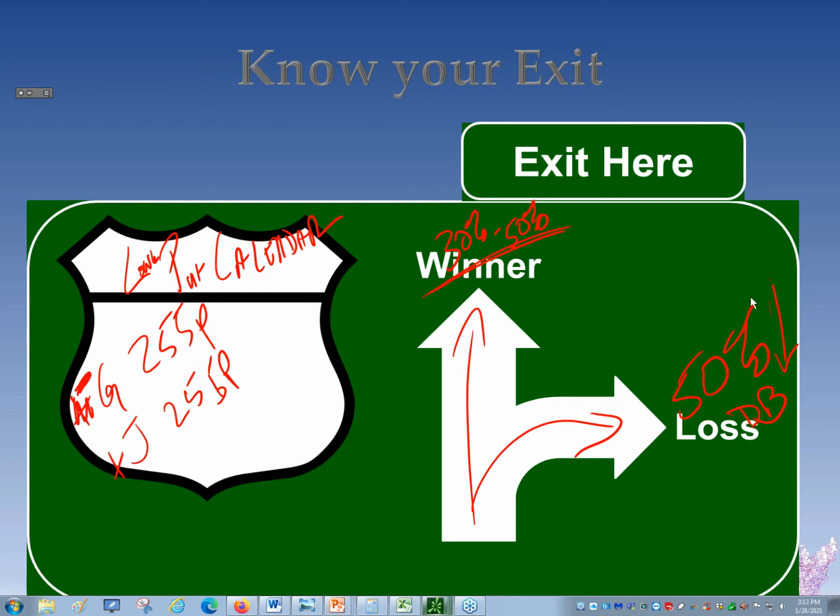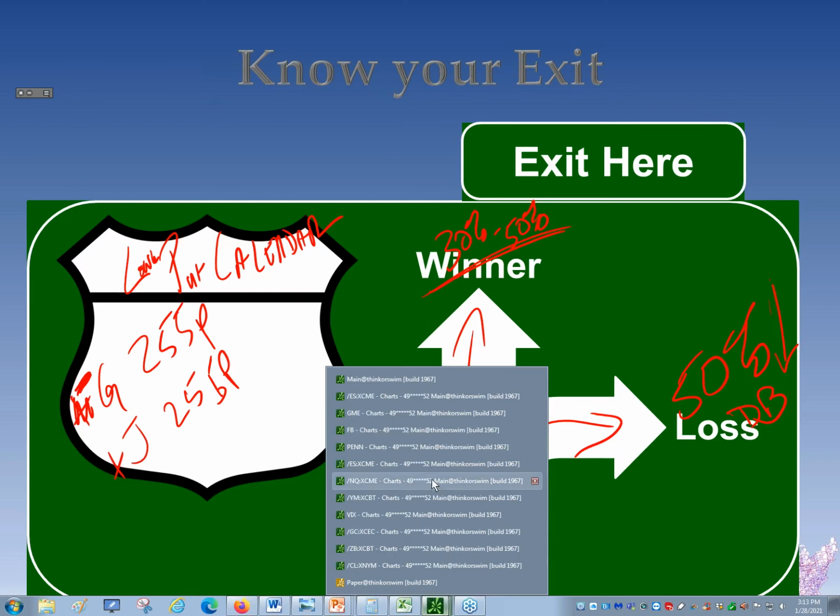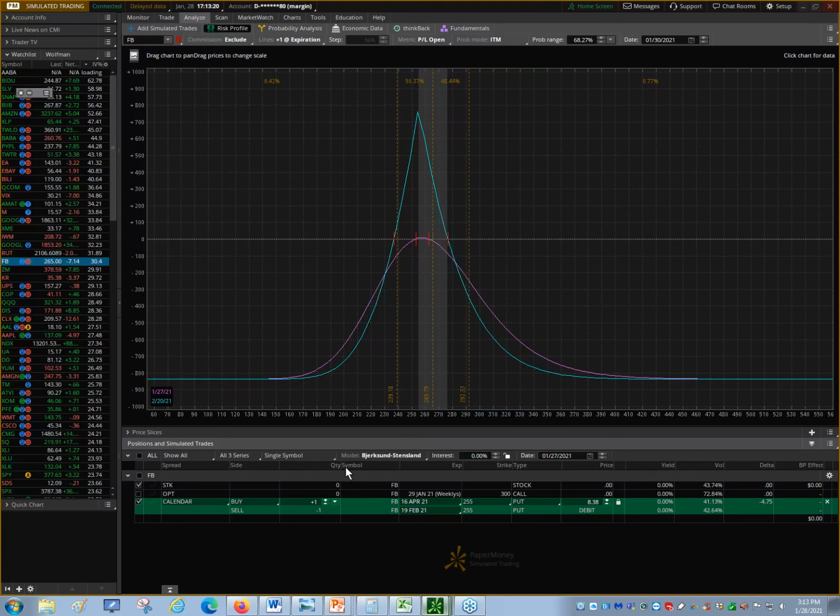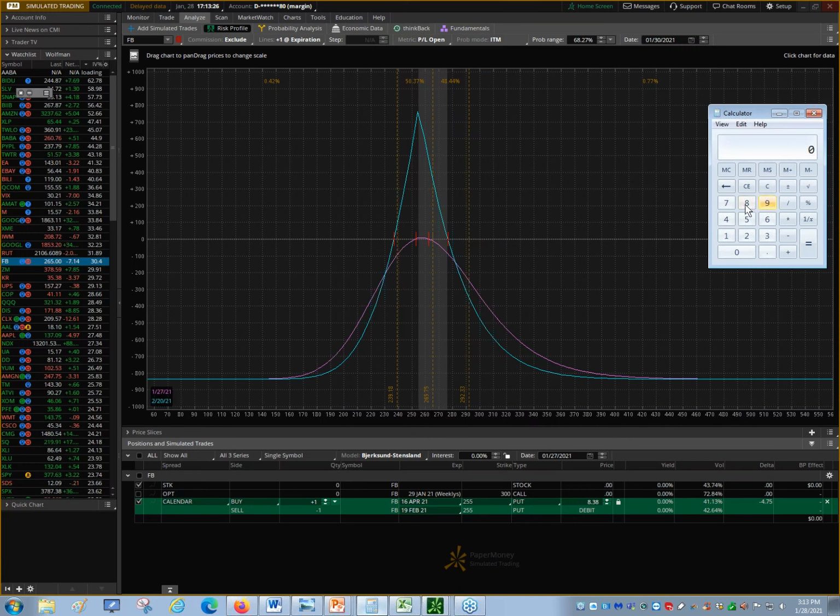All right. So let's just go through an example again real quick on this. So we're looking at that Facebook trade. For instance, on this, the debit paid is $8.38. So what I would do is say $8.38 times 1.3, that's an increase of 30%, would equal $10.89. So I would probably write down, all right, I'm getting out when this thing trades $11.